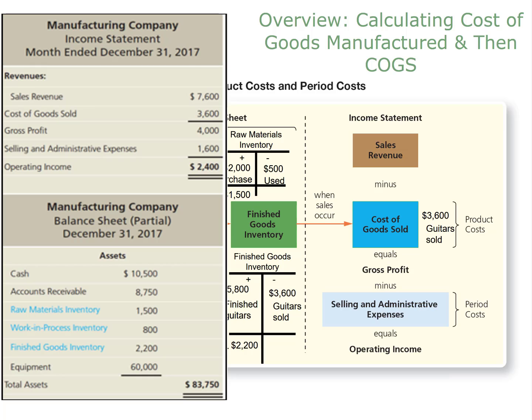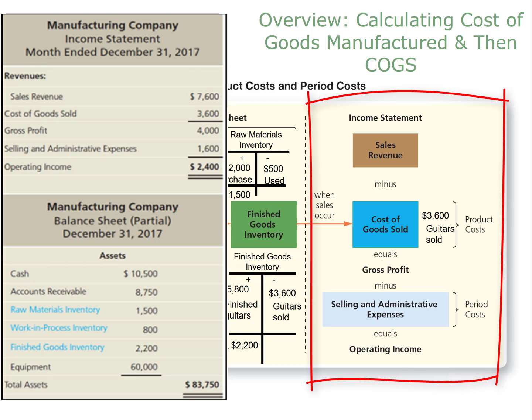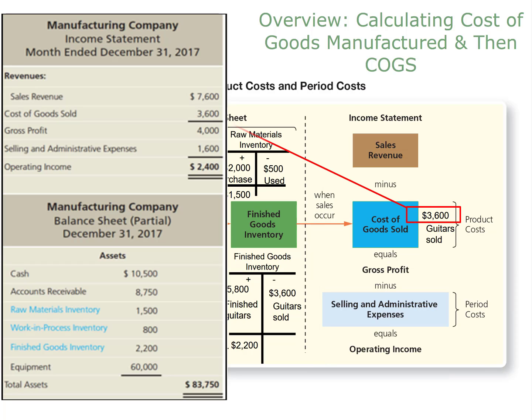Now let's slide our financial statements over so we can see the income statement part of our diagram. Notice our $3,600 of guitars sold, which is now considered cost of goods sold, appears on our income statement as the manufacturer's largest expense. We subtract that from revenue and we get gross profit. And the period costs, selling and administrative, are subtracted after the gross profit subtotal is calculated.